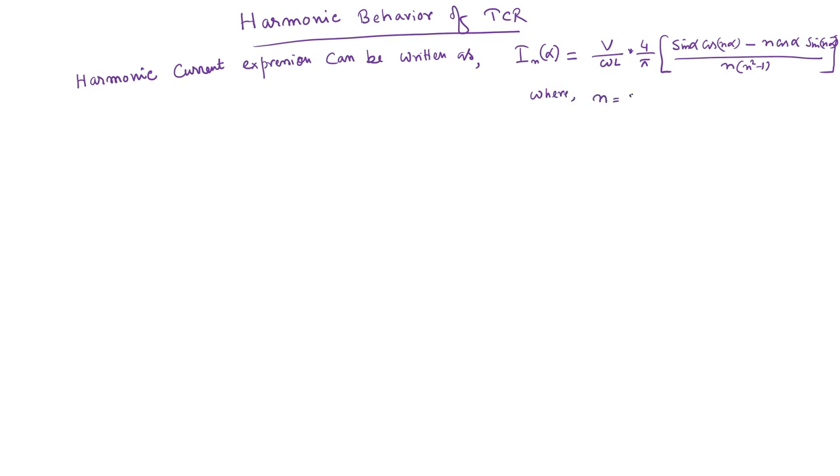where n is equal to 2k plus 1, and k is equal to 1, 2, 3 and all positive integers. So, if you put k equal to 1, 2, 3, then what would be these n values? It would be 3, 5, 7 and so on. Okay. So, you can see all these odd order harmonics will exist in the TCR current. When will these harmonics exist? When the TCR is operated in partially conducting mode.